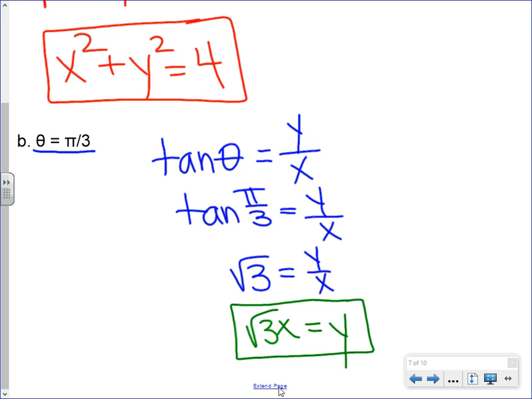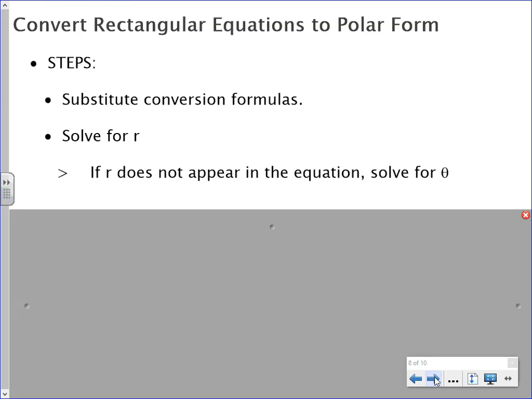Okay? Now, in our last 7 minutes, we are going to go the other way. We're going to take equations with x and y, and we're going to get them into r and theta. We're going to get them into polar form. When you do this, I still want you to use the substitution formulas like we've been talking about, but I want you to make sure that you attempt to solve for r. If, like in our last example, we didn't have an r in the equation, if r goes away, then solve for theta.